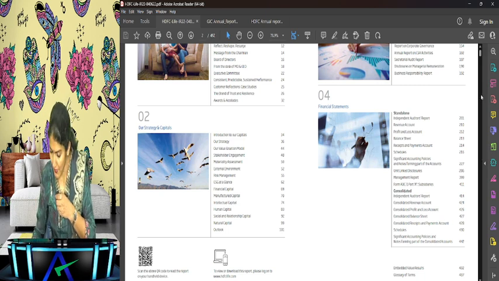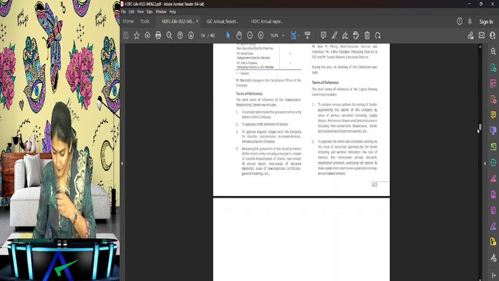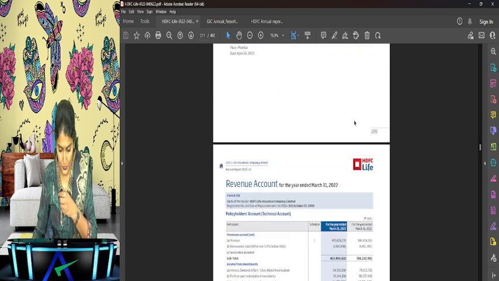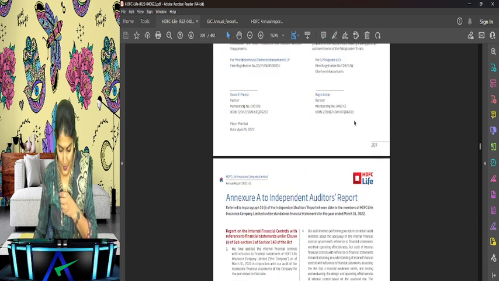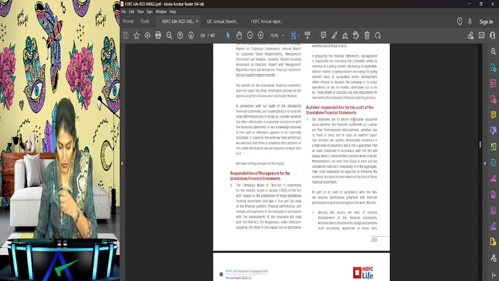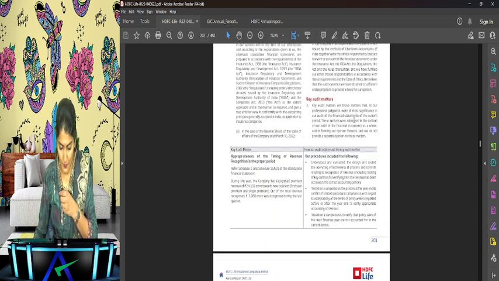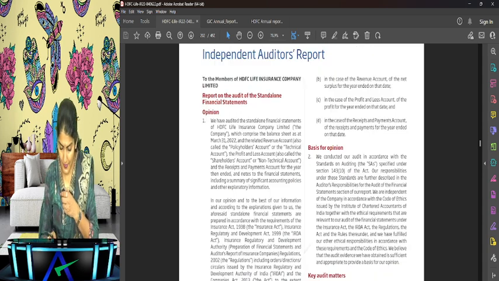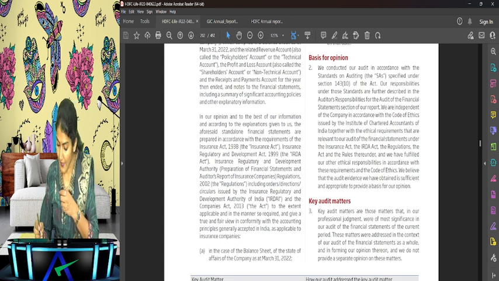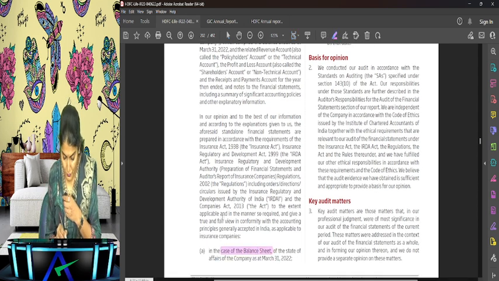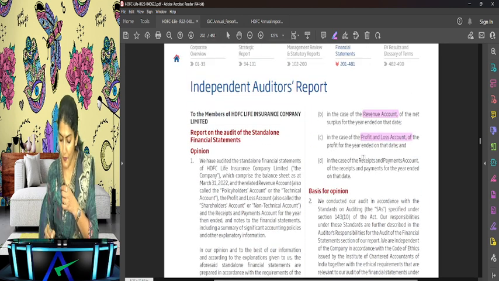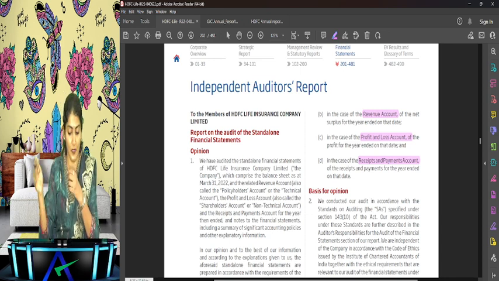Page number, my god, a 492 page report. That's a huge report being prepared over there. So here if you look into the revenue account and all of that, and before that if we look into the independent auditors report, what does the independent auditors report say? Key audit matters nowadays you get to see everywhere. The opinion says that in case of the balance sheet, it gives a true and fair view, in case of the revenue account, in case of the profit and loss account, and in case of the receipts and payment account. Are you getting that?